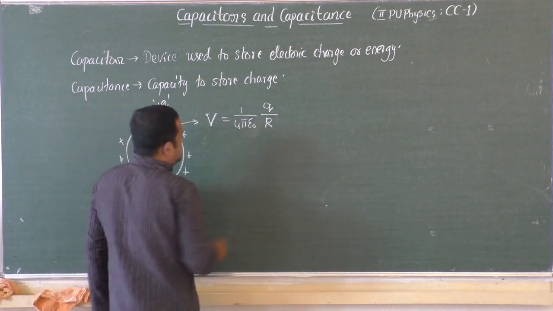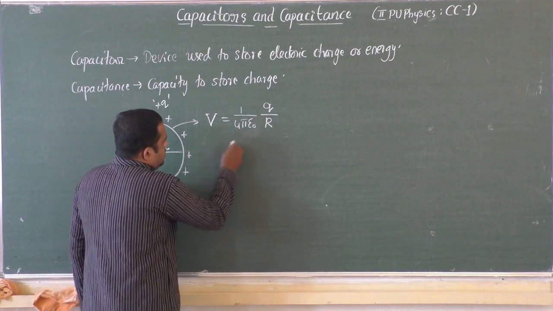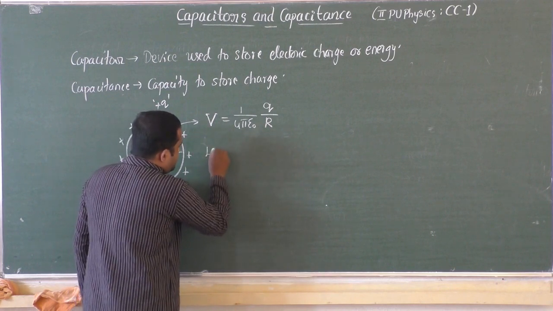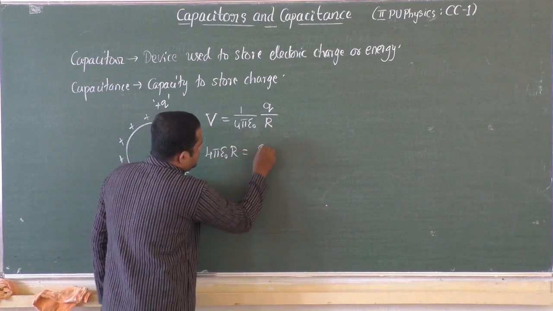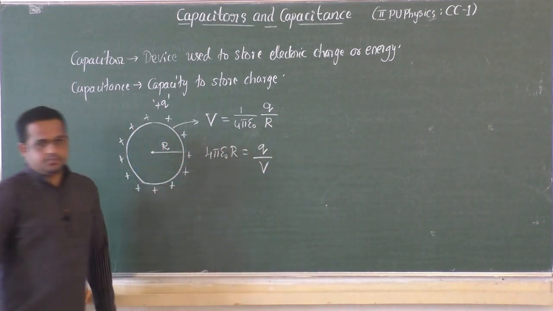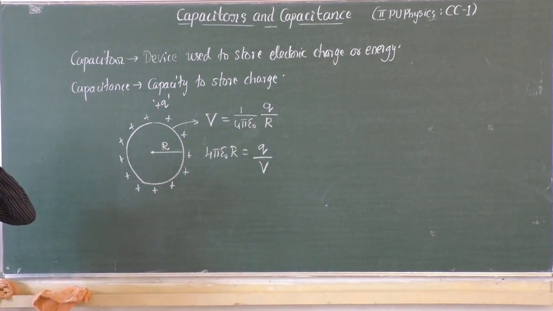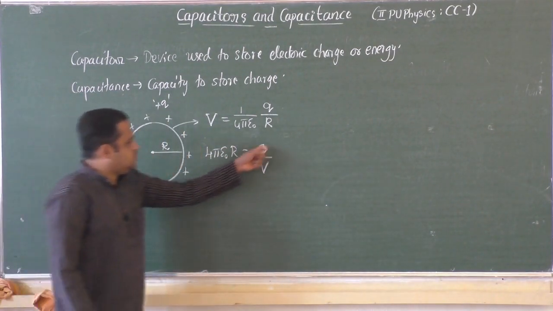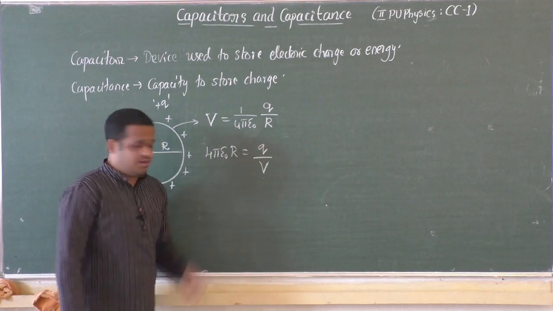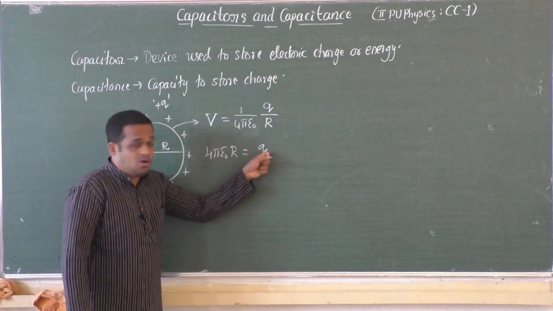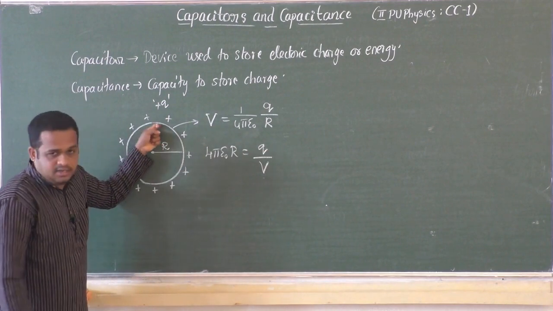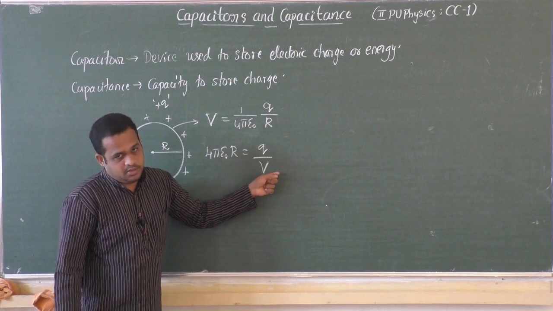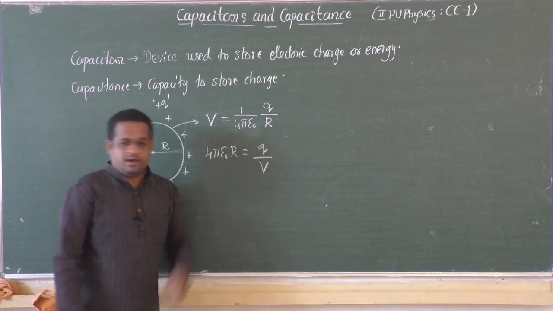Now, just rearrange this equation. I will shift this 4 pi epsilon naught to this side. 4 pi epsilon naught R is equal to Q divided by V. Now what is this Q divided by V? Q divided by V is nothing but the ratio of the amount of charge stored in this particular conductor to the potential on it. Isn't it?